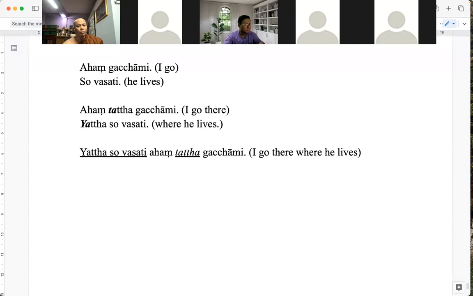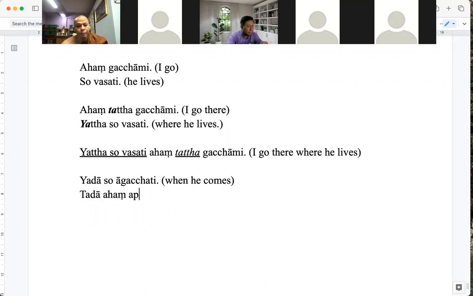The same way, that is the temporal adverb. Now 'yadā so āgacchati'. So 'yadā' means when, okay, when he comes. And then 'tadā aham'.